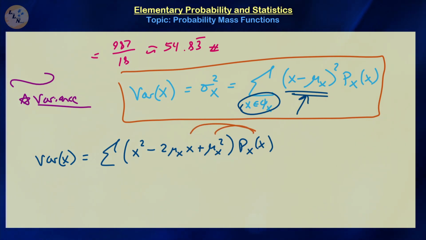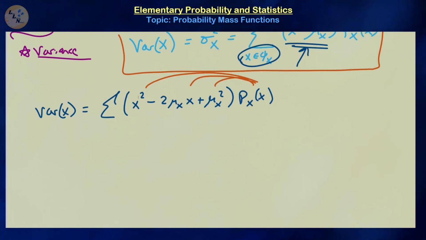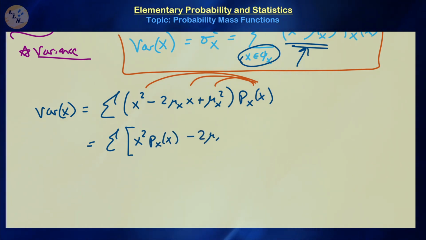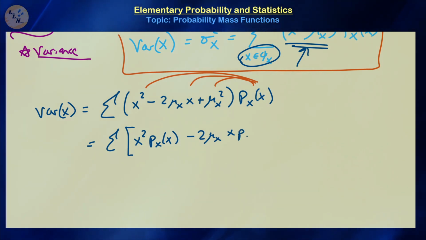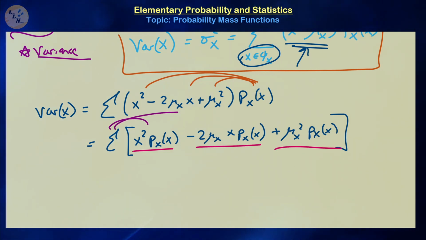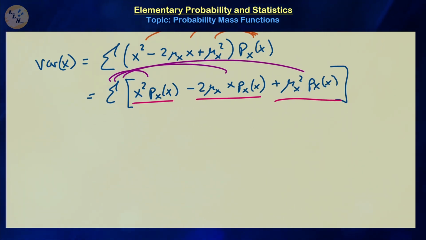And then I'm going to distribute this into those three terms. We should know how to do that already. And then we're going to have x squared times pxx, minus 2 mu x times x times pxx, plus mu x squared times pxx. Now that I have my three terms, I'm going to distribute my sum over those three terms. I usually do not prove a lot of things, at least in statistics, or require them, but this proof actually has a lot of important things that you should know, so it's useful.